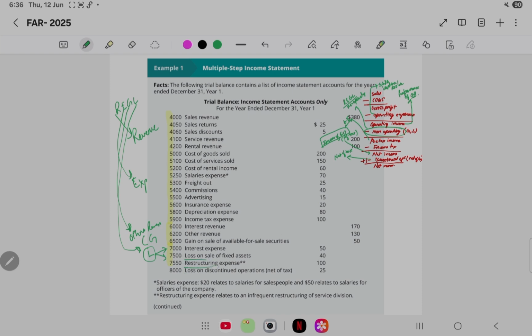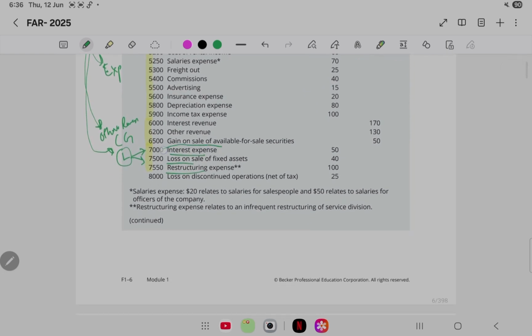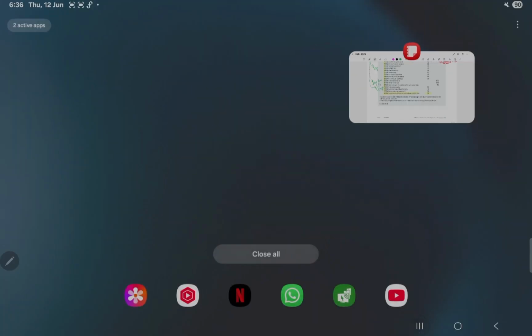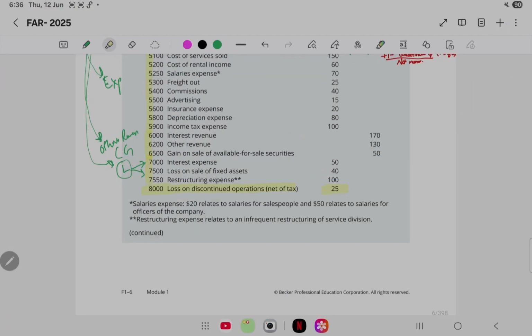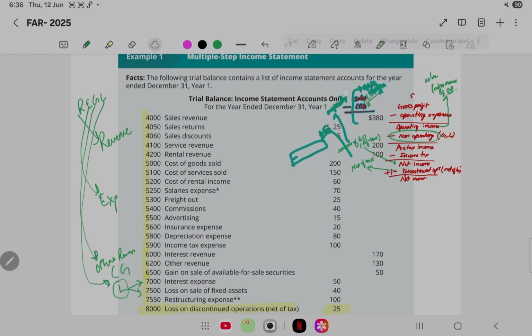Loss, restructuring expenses, interest expenses, non-operating items. I have told you, interest expense is considered as a non-operating expense. And 8,000 is important. It is for the loss on discontinued operation net of tax. It is already given, so thanks to the question. Let me remove it. Hope you have written it down.